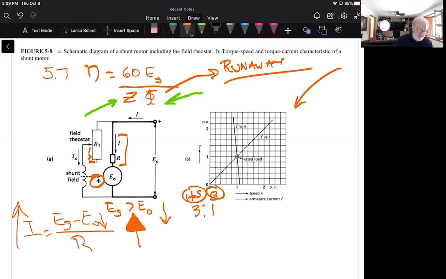Okay, that's enough out of 5-6, and we'll terminate this, and we'll take this same motor in the next section, and we're going to put a load on it and watch what happens.